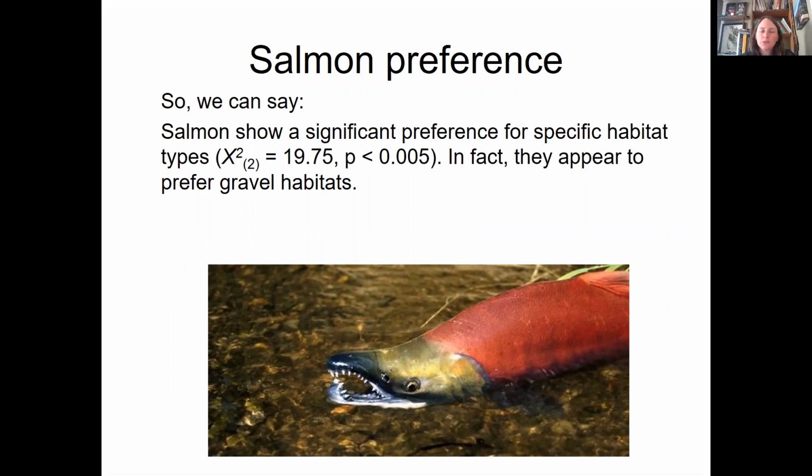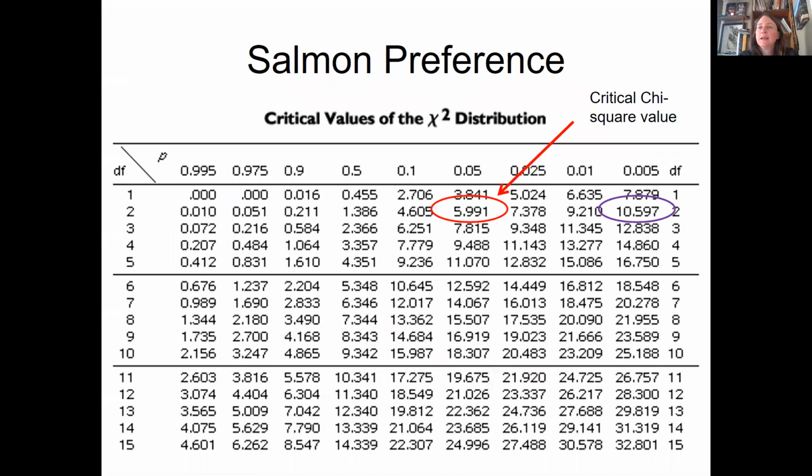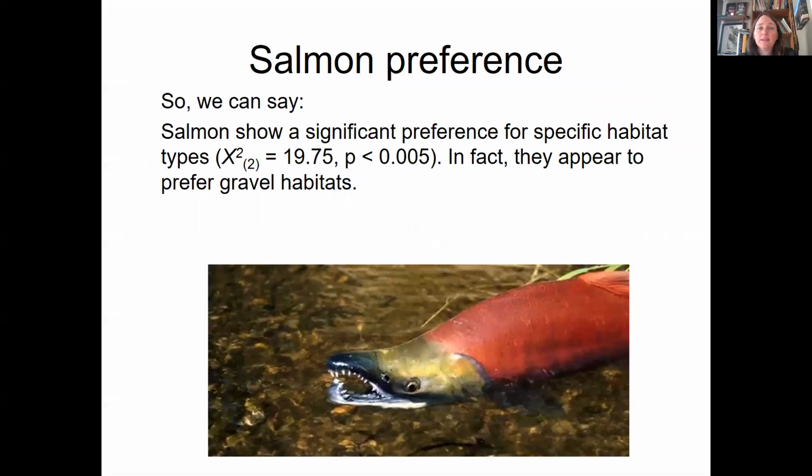We could interpret our results in this way. Salmon show a significant preference for specific habitat types. And we would say chi-square with 2 degrees of freedom equals 19.75, P is less than 0.05. And in fact, on this table I highlighted here, our value is even bigger than 10.597. So that's why this says P is even less than 0.005. So we reject the null hypothesis, and we would say, in fact, salmon appear to prefer gravel habitats.